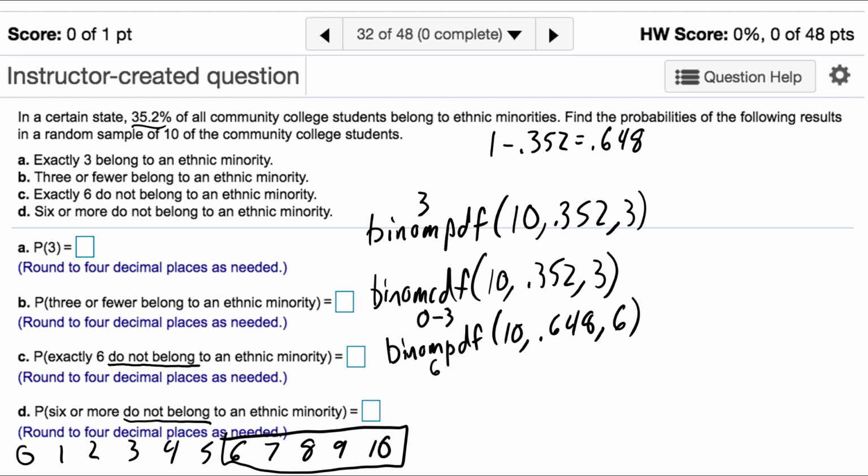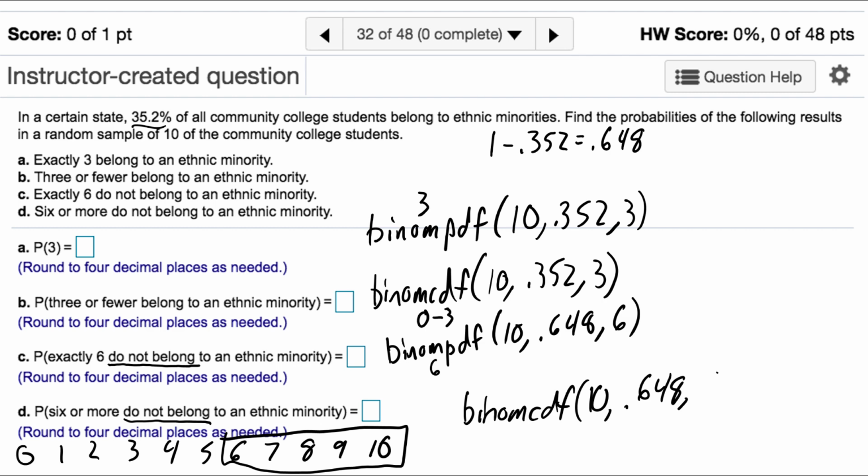All right, so here we want 6 or more. That is 6, 7, 8, 9, and 10. What we don't want is 0 through 5. But here's the thing. That's what our calculator can find. Our calculator can't find 6, 7, 8, 9, 10, but it can find 5 or less, which is the same as 0 through 5. So that's what we're going to find first. So we'll do binomial CDF, 10 trials. We're looking for the probability they don't belong, so that's 0.648.